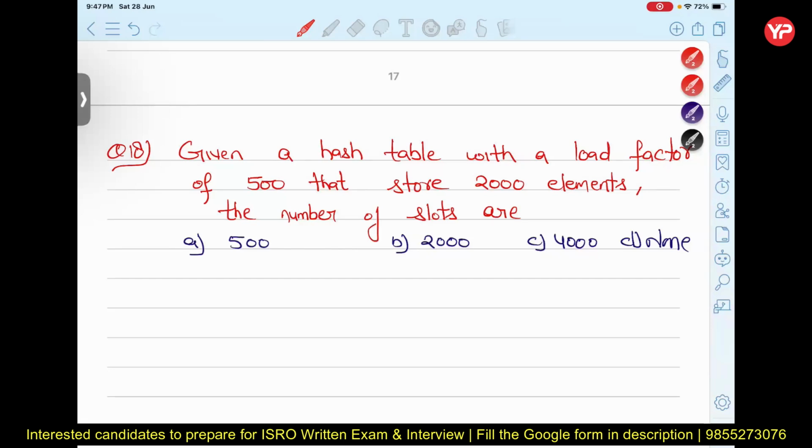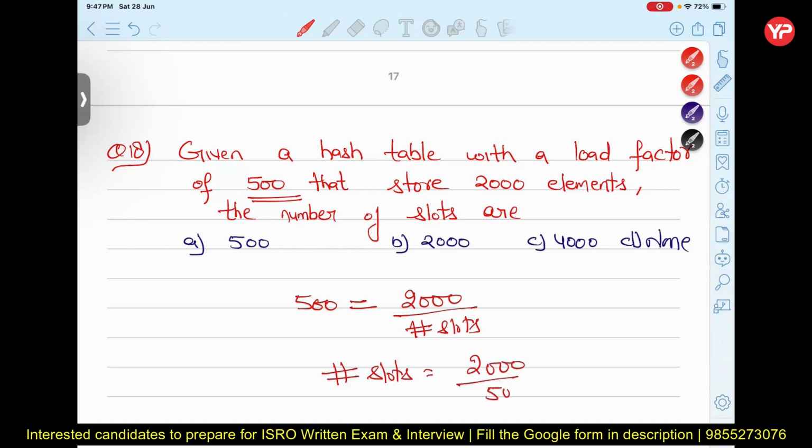Very important problem. Given a hash table with a load factor of 500, so load factor is given to us, that is 500, that stores 2000 elements. Divided by number of slots. So what are the slots? Slots are 2000 divided by 500, which is going to be 4. So none of these is the right answer. Load factor is equal to number of elements divided by number of slots.